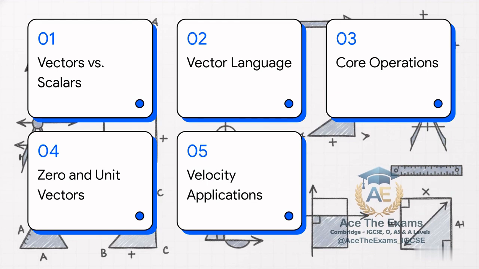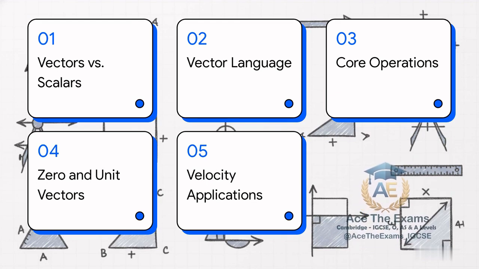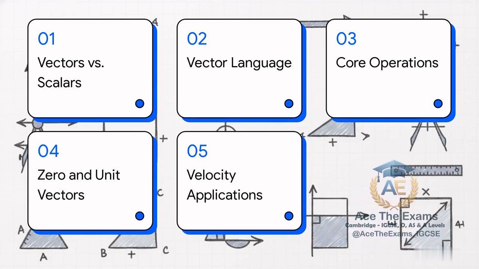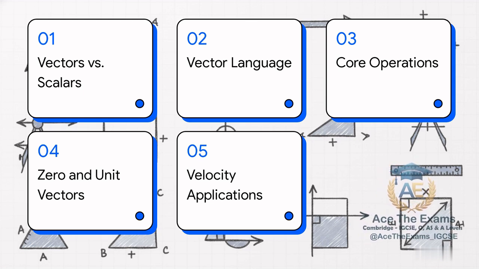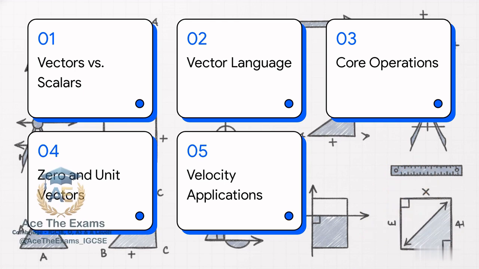We are going to systematically build your vector toolkit today through 5 very logical steps. We're going to cover vectors versus scalars, speaking the vector language, core vector operations, zero and unit vectors, and finally, we'll tackle those tricky real-world velocity applications. Let's get right to it.